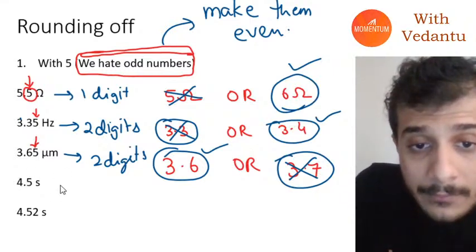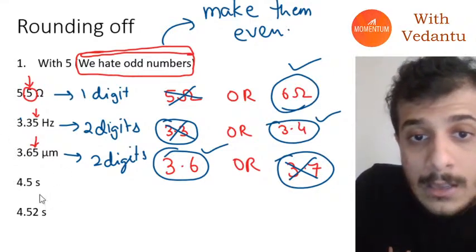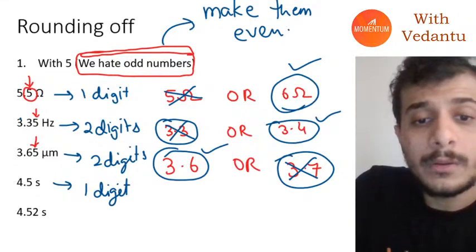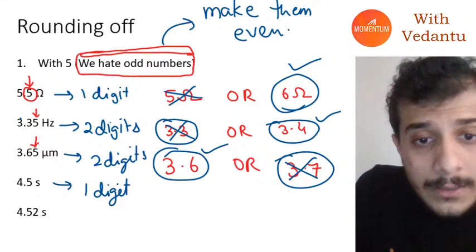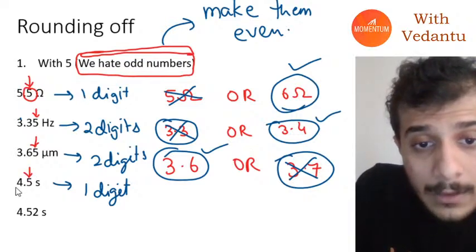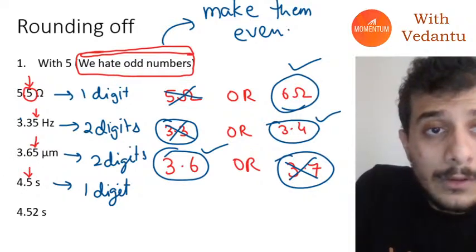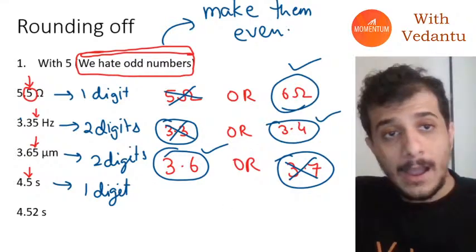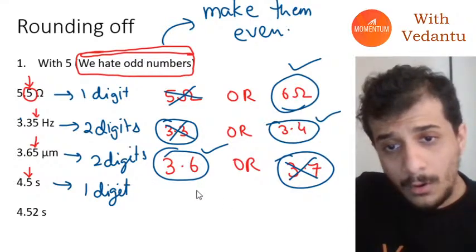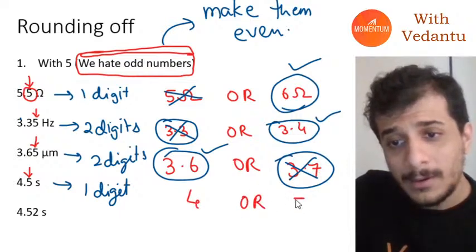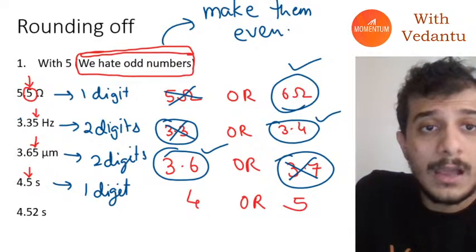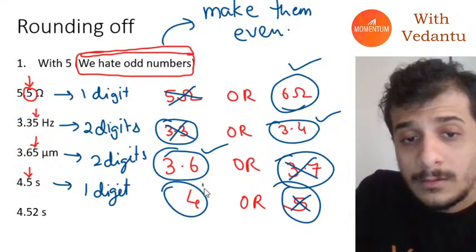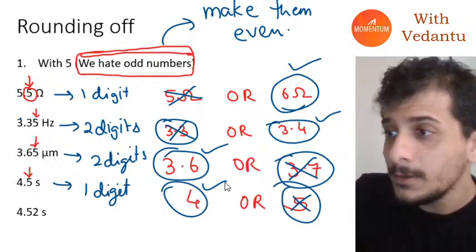Next, once again, now here's the thing. If I have to round it off to one digit, then you have to look at the digit before it. So it might either become 4 or it might become 5. Once again, everybody knows what we will choose and what we will reject. We will reject this and we will choose this. I hope everybody understood.